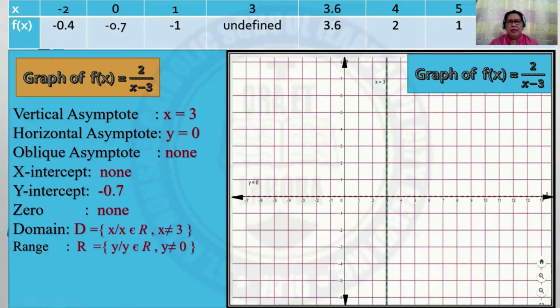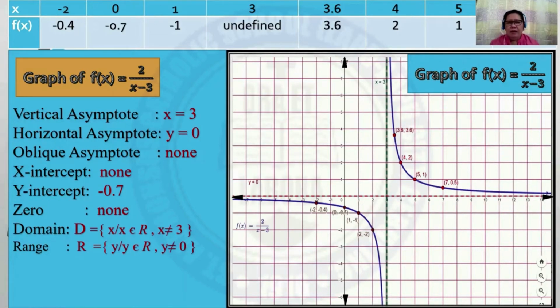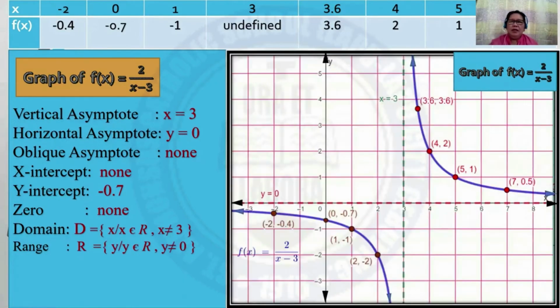So, you have there x is equal to 3 for the vertical asymptote, then y is equal to 0. Then plot all the points that we can find in the table of values. And there, connect. And do not forget to label it properly.